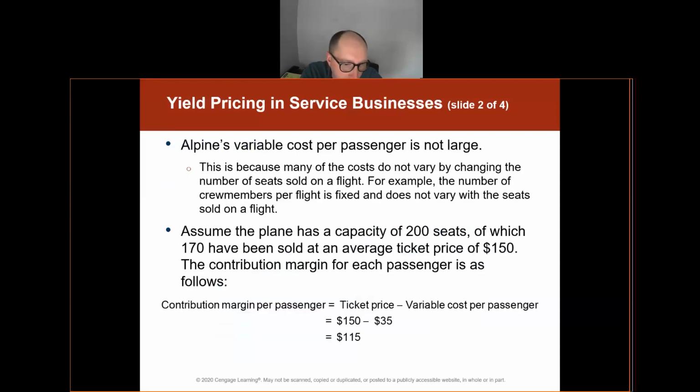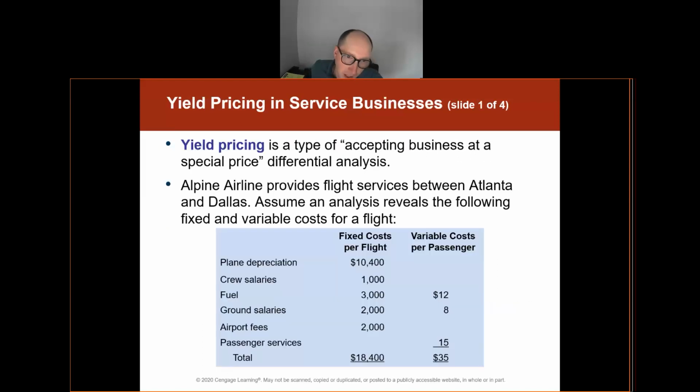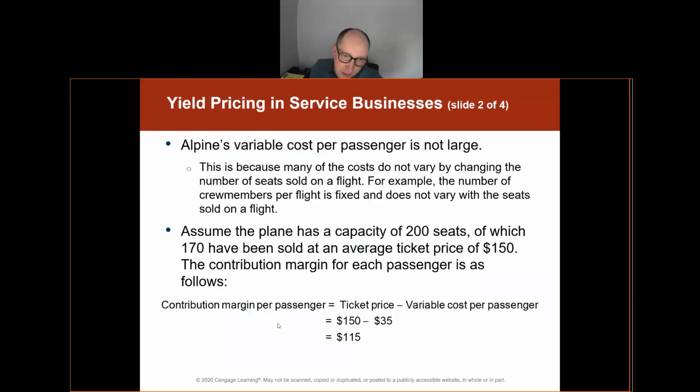Looking at our example, we can find the contribution margin per passenger. You can do the same thing for the hotel business, right? You could take the building depreciation, employee salaries, utilities, other salaries. It's the same concept.